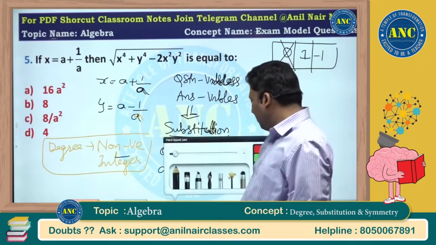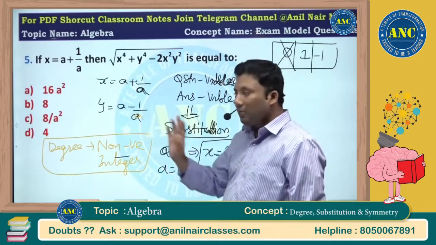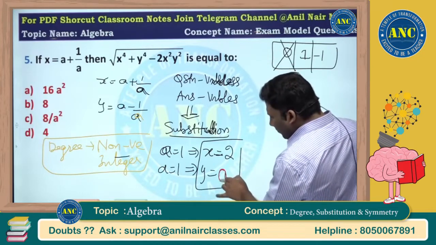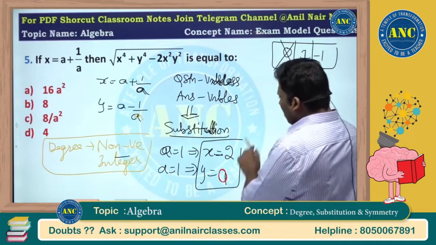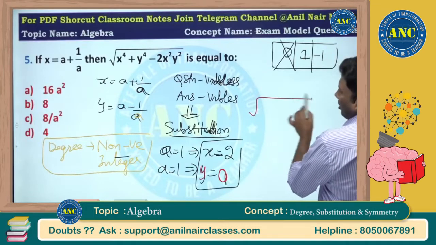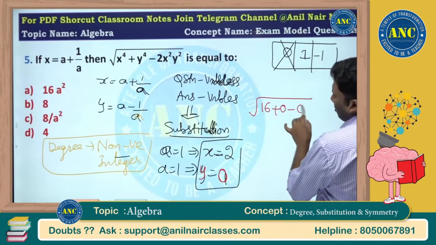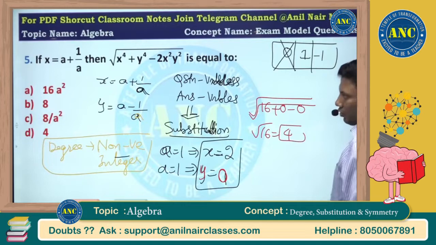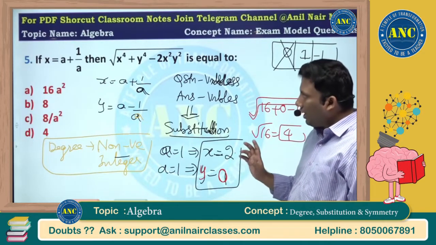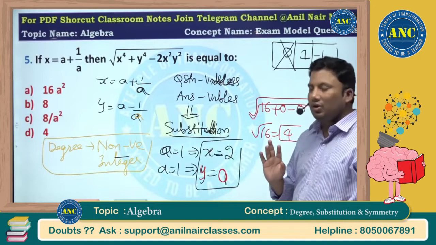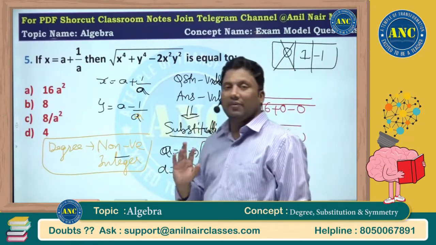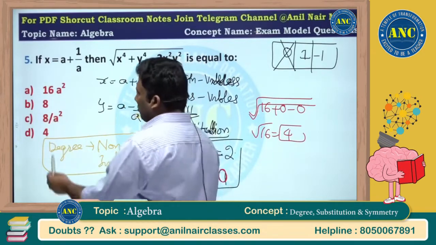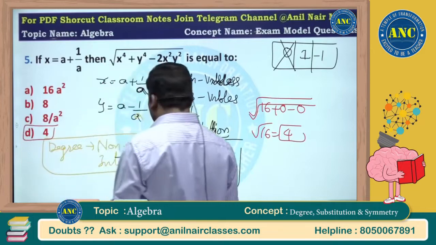x is 2, y is 0. So this will become root of 16 plus 0 minus 0. Root 16 is 4. The x value I took is 2, and the a value I took is 1. So if I put a value 1, this is 16, this is 8, this is 8 by a square, and this is 4. The answer I got is 4 only, right?